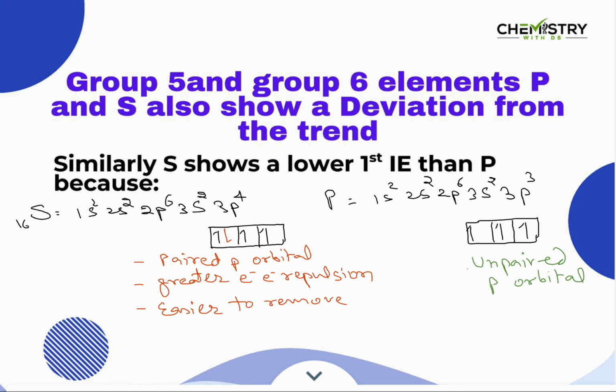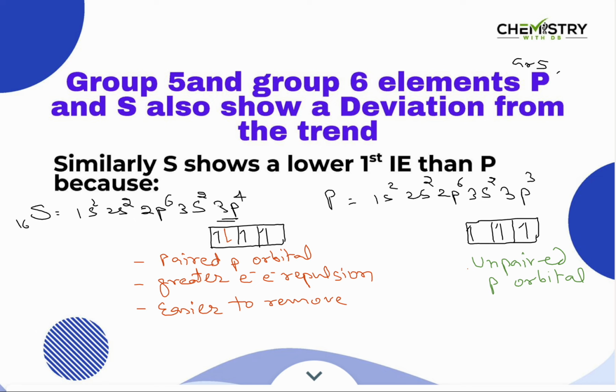A similar trend is shown in period three, wherein the group 6 element sulfur also shows a lower first ionization energy than the group 5 element phosphorus. So again we'll have to look at the electron configuration. For sulfur, the first electron is going from a 3p4. So 3p4 means the electron is being removed from a paired orbital. Greater electron-electron repulsion makes it easier to be lost.